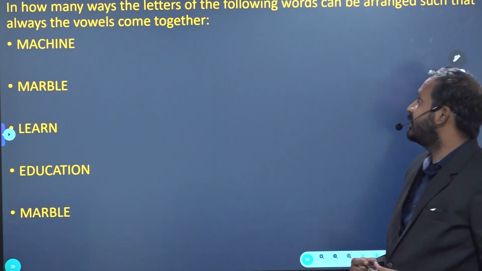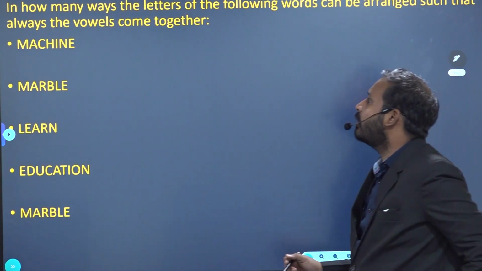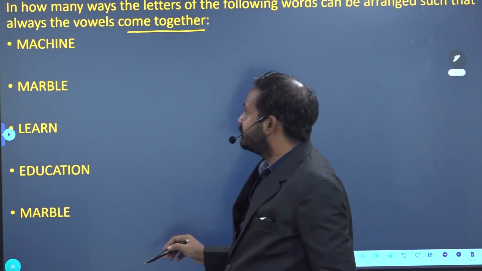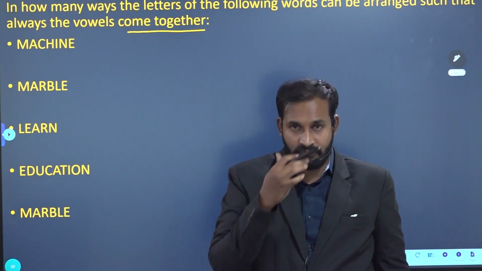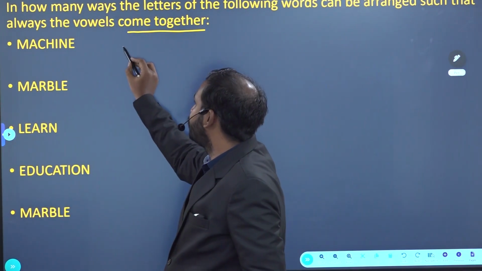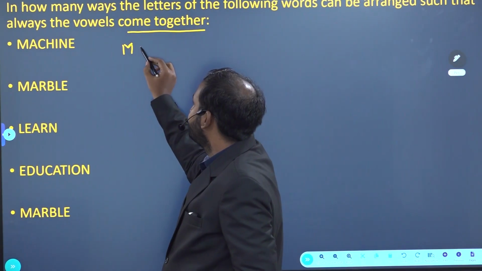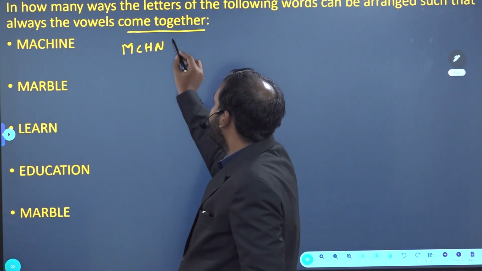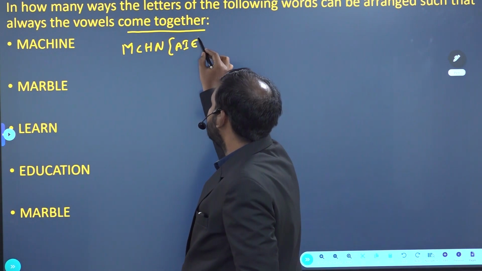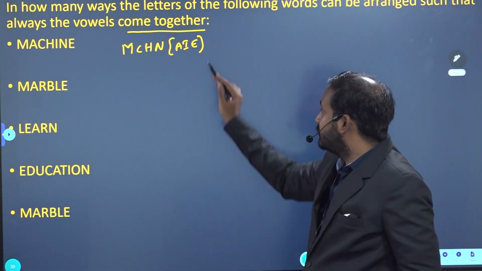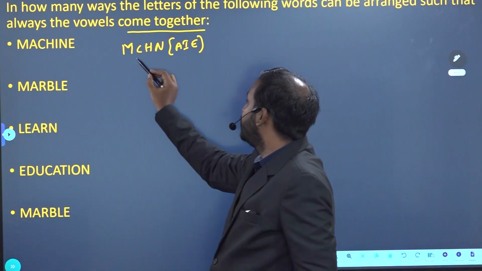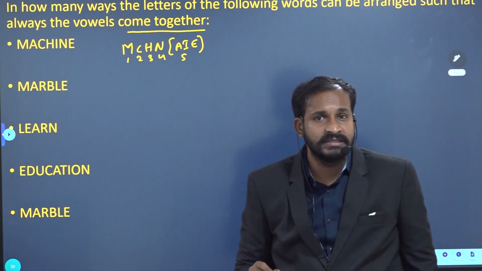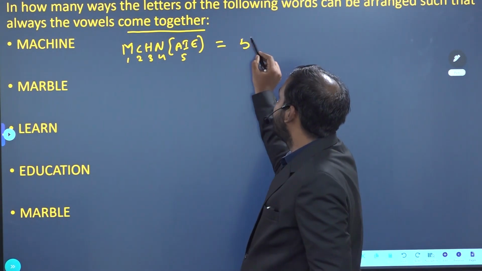Now we will see some examples. Now see here, in how many ways the letters of the following words can be arranged such that always vowels come together. Our first question is what? Machine. Just now we have seen how to write the vowels come together case. First of all, write the consonants. What we have here? M, C, H, N. And what are the vowels I have here? A, I, E are the vowels I have here. Now I will consider this vowels group as a single letter. So how many letters are there for me? 1, 2, 3, 4 and 5. 5 letters can be arranged in how many ways? We already seen 5 letters can be arranged in 5 factorial ways.